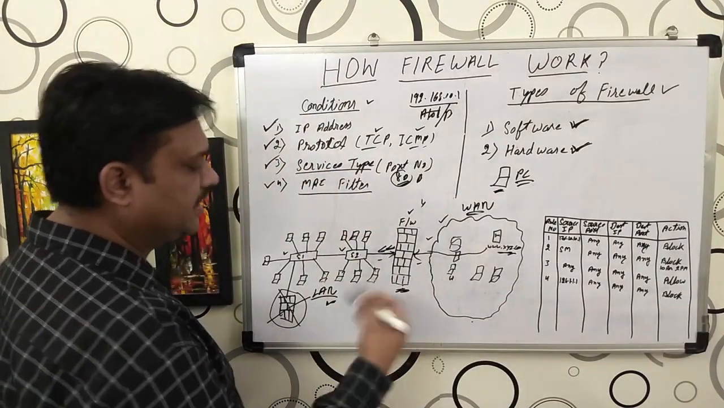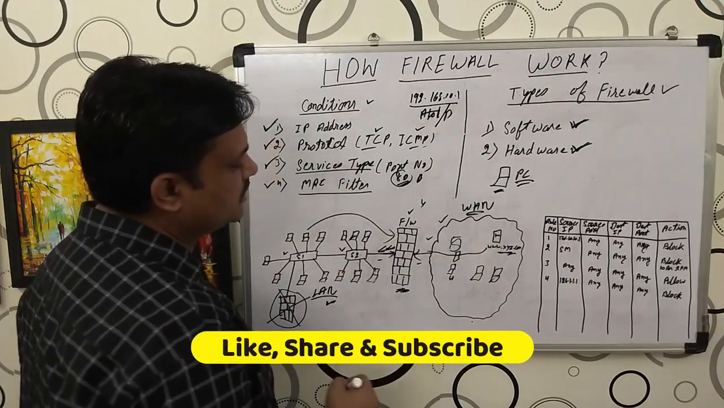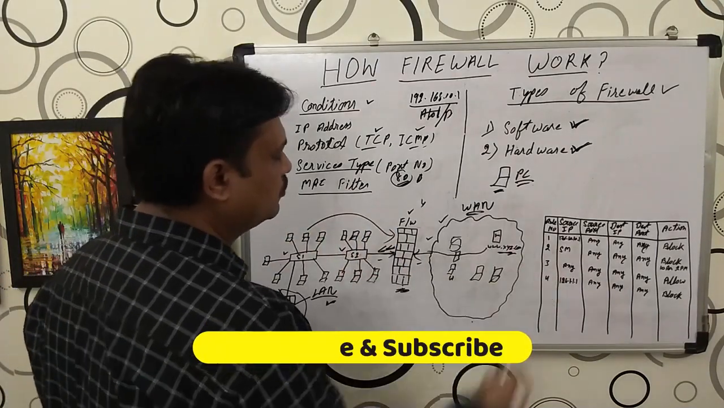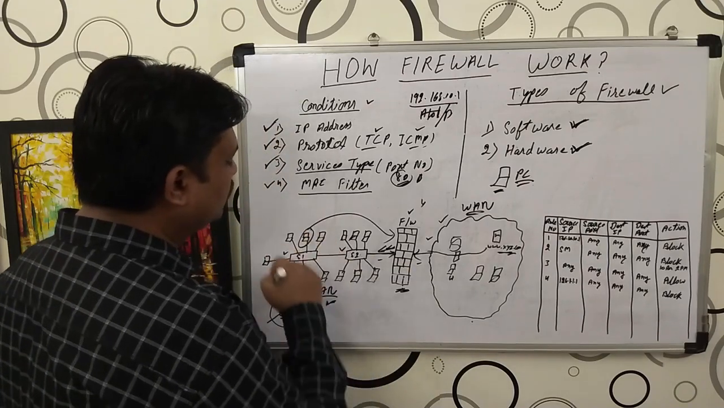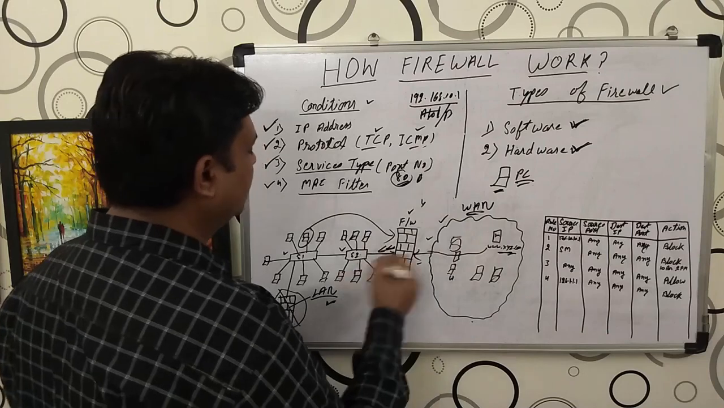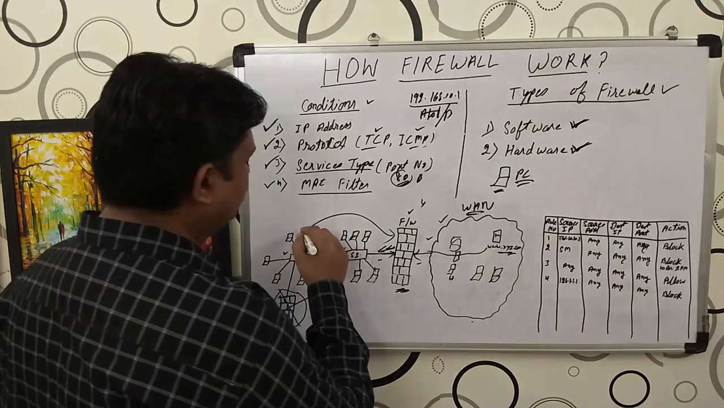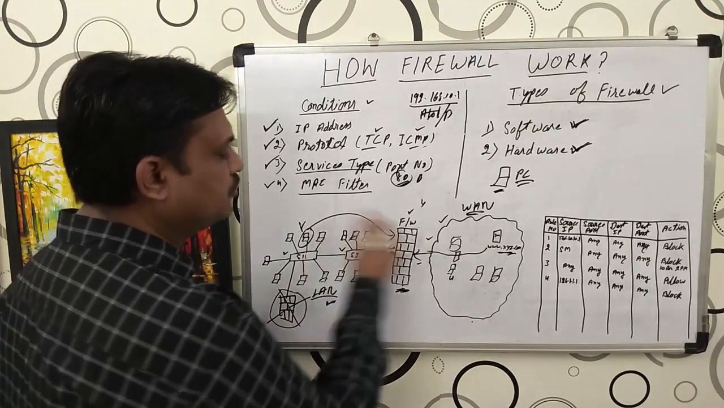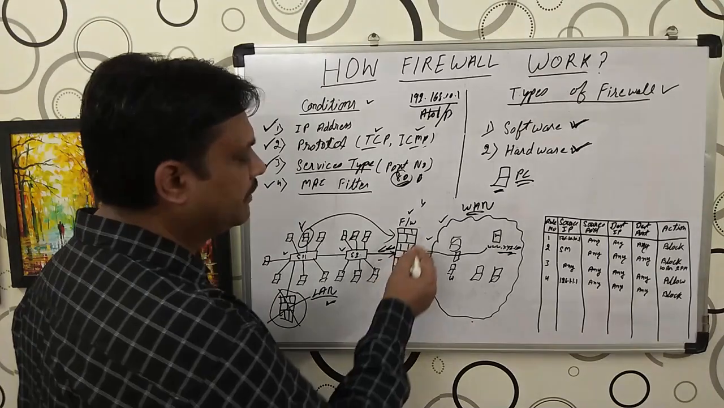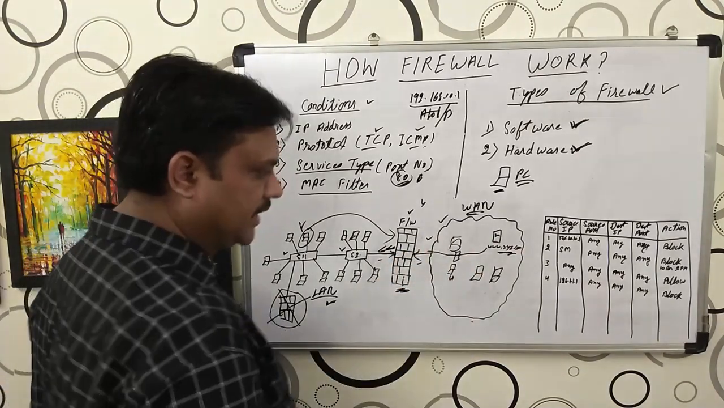MAC address is generally used when your local area network users are sending data to the wide area network, and you don't want a particular computer to access the internet. In that case, you can block the MAC address of that PC, so it will not be able to send any data from the local area network to the wide area network.